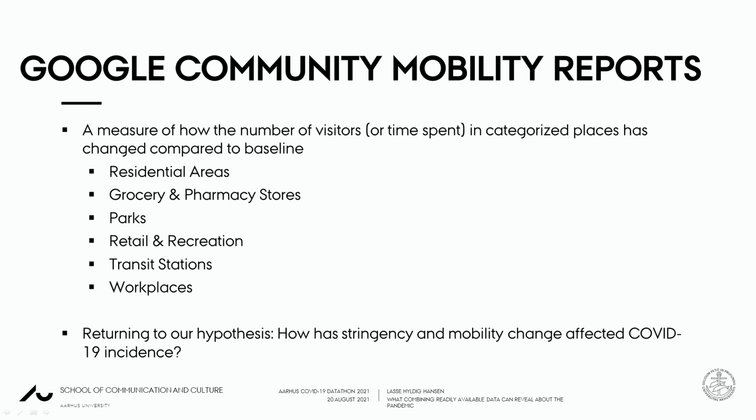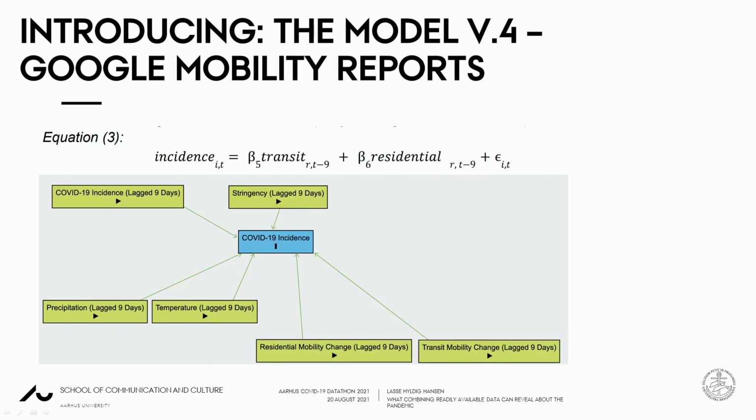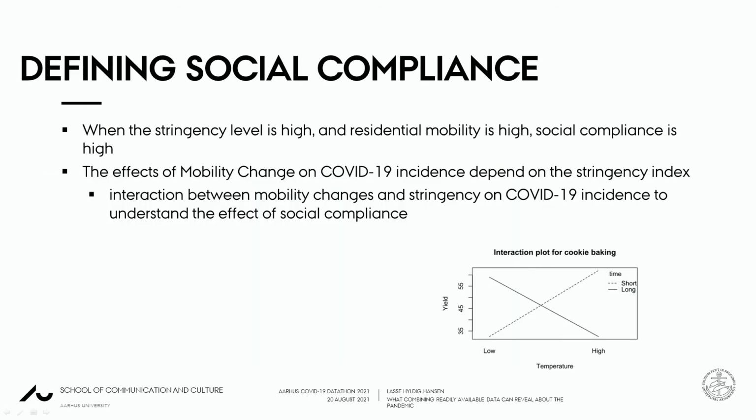So returning to our hypothesis, as I've written, how have stringency and mobility change affected COVID-19 incidence? We introduce residential mobility change and transit mobility change, the 2 in the bottom corner, to the model, and define social compliance. Social compliance is when the stringency level is high and residential mobility is high; we assume that social compliance is high. People are doing what they're supposed to do, they're staying at home. I know that this can vary in any way, and there can be a lot of bias with this, but it's what we get when we use observational data.